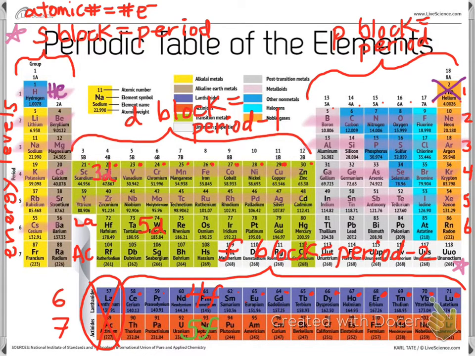6s. In terms of number, notice there's a skip in my numbers. After my 6s are my 4f's, then my 5d's, then my 6p's. Next I come to my 7s, then my 5f, and then my 6d's, and then my 7p's.